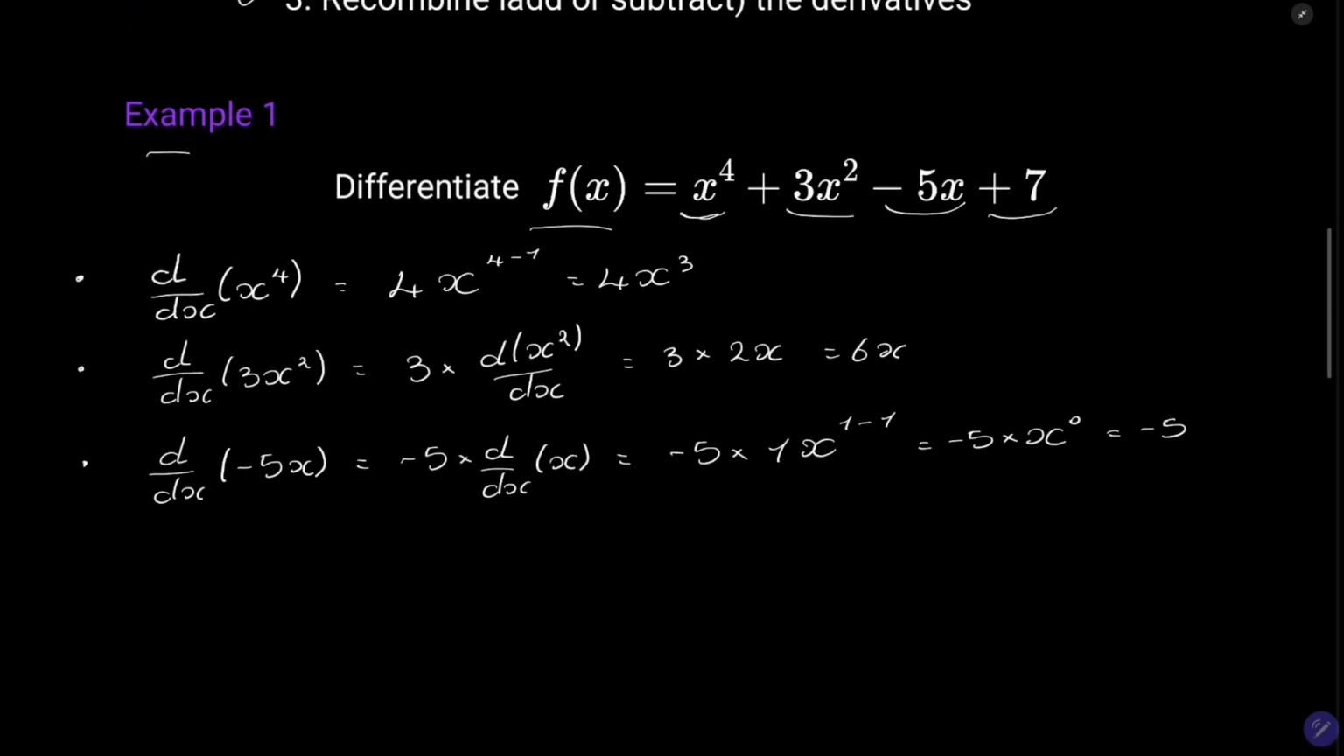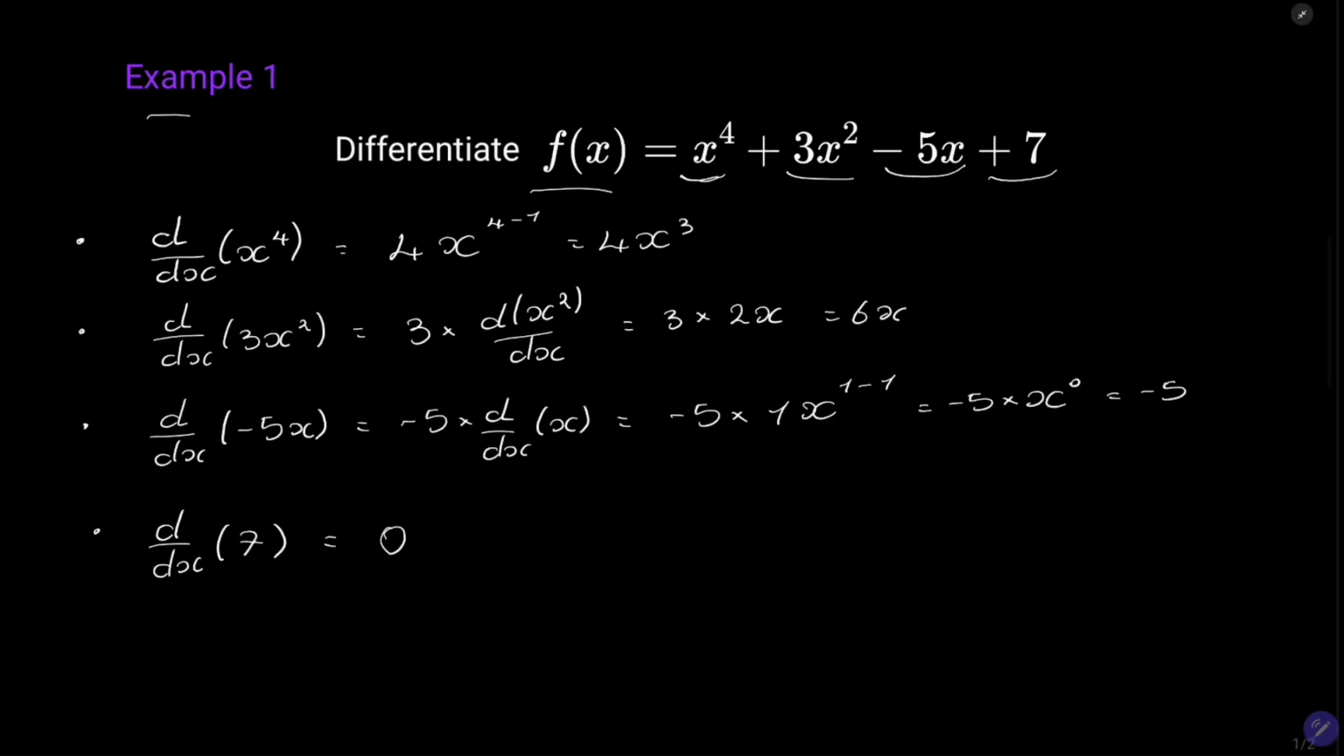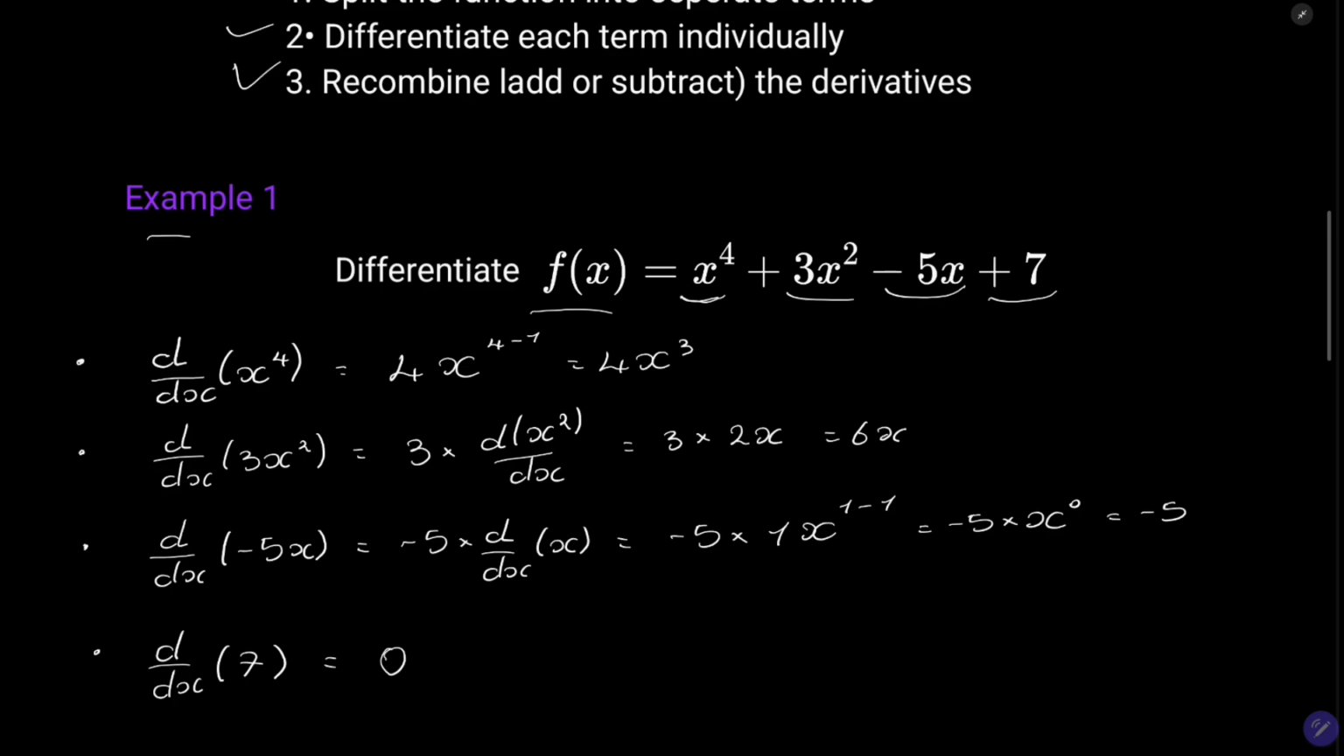Moving on to our fourth term, we have the derivative with respect to x of 7. Using the constant rule, which says that the derivative of any constant is 0, this implies that the derivative with respect to x of 7 is 0. We are done with our second step.